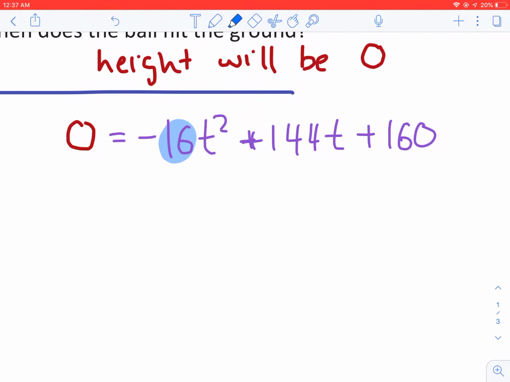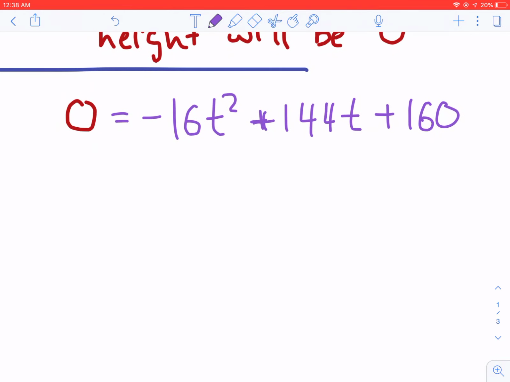All right, 16, 144, 160. They're all even, so 2 definitely goes into all of them. 4 divides into all of them also. 8 divides into all of them. And 16 is going to be our GCF actually. My leading coefficient here is negative, a negative 16t squared. So whenever the first guy is negative, you want to factor out a negative as part of our GCF. So I'm going to factor out a negative 16.